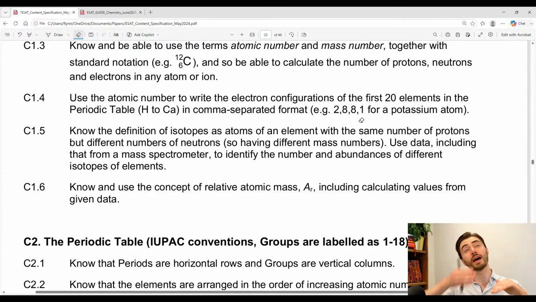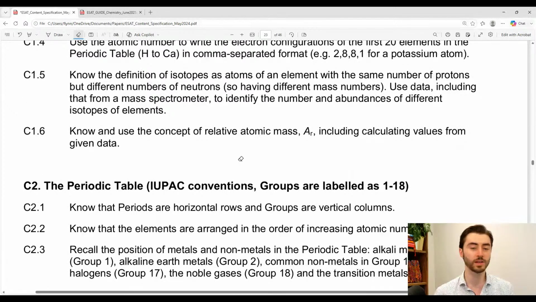You have to know that the number of electrons in the outer shell is given by the group in the periodic table, and the number of occupied shells is given by the period or the row of the periodic table. So in this case, this is potassium. This is in period 4, group 1, which means we're filling up to the 4th shell, and there's 1 in the outer shell, which is how that works.